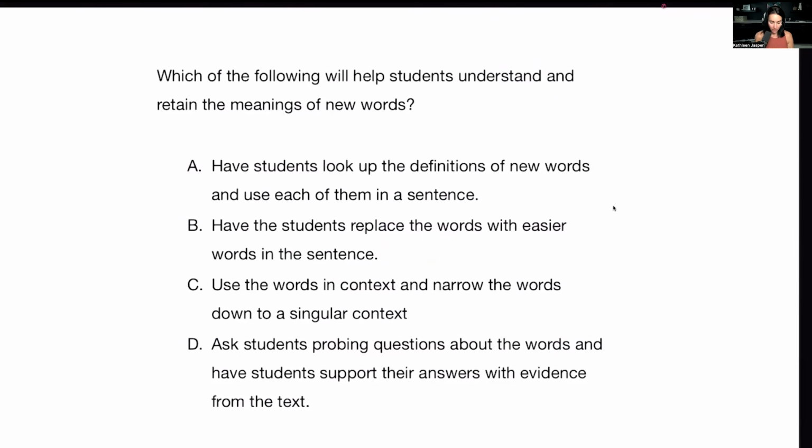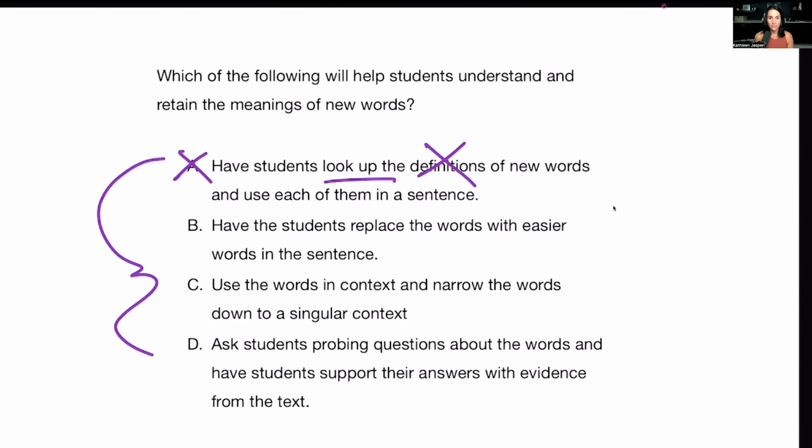All right, let's have a look at another one. We've got the answer choices here. Have students look up the definitions of new words. Definitions, looking them up. Bad word on this exam. That is not how we teach vocabulary. It's not the most effective way.